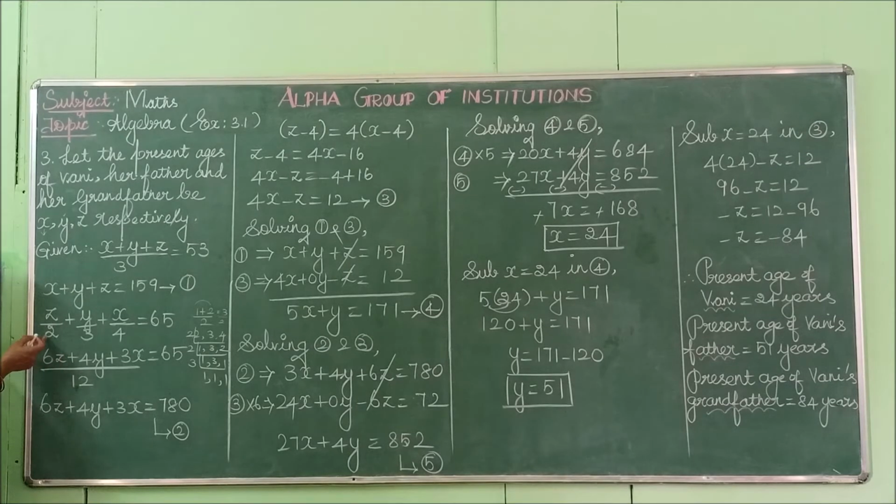So 6 is divided by 12. Then when you get 12 here, multiply and divide by 4. 4y divided by 12. Here 3 into 3. So 3 into x divided by 3 into 4. That is called 3x, which is equal to 65. Then you take this denominator to that side. Division goes to that side means multiplication. So 65 into 12, which is 780. 6z plus 4y plus 3x, which is equal to 780.